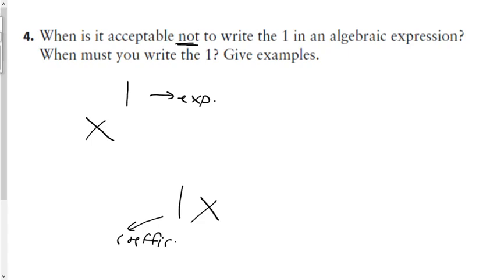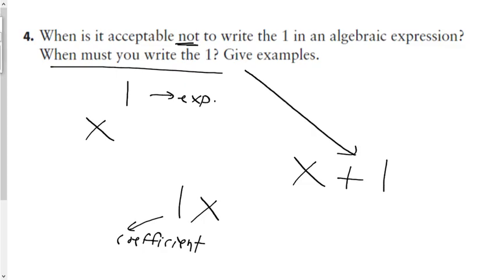So when is it okay not to write 1s? When it's an exponent or when it's a coefficient. Second question: when must you write the 1? You must write the 1 if it is your constant. The only time you definitely have to write a 1 is if it's your constant. I'll write that down here: constant, your plus or minus value. So when the term is just a constant, you have to write the 1, or a minus 1, it doesn't matter.